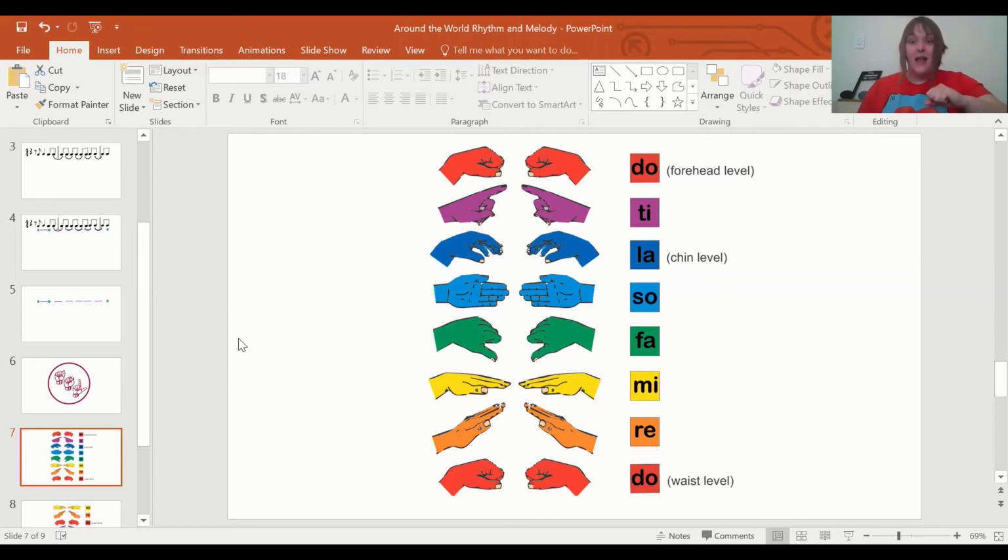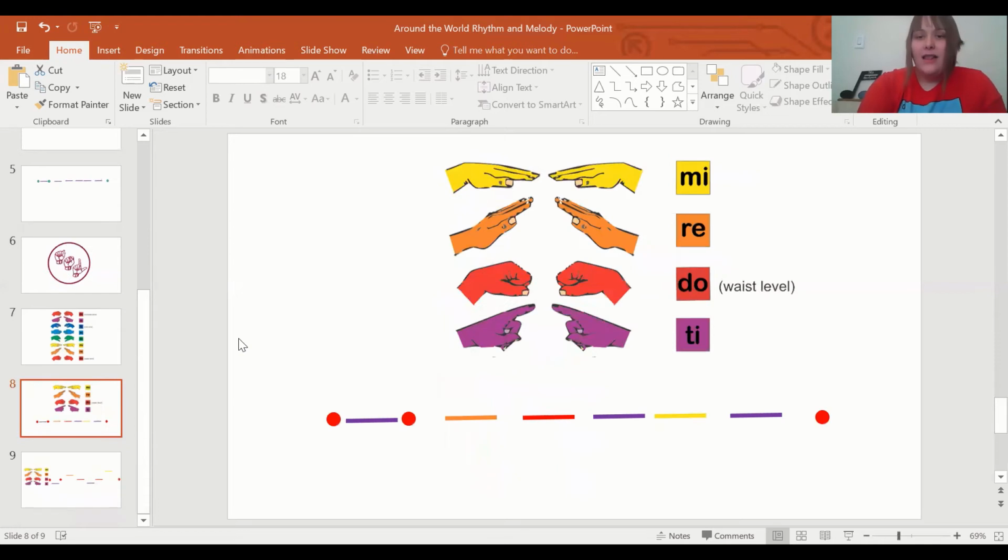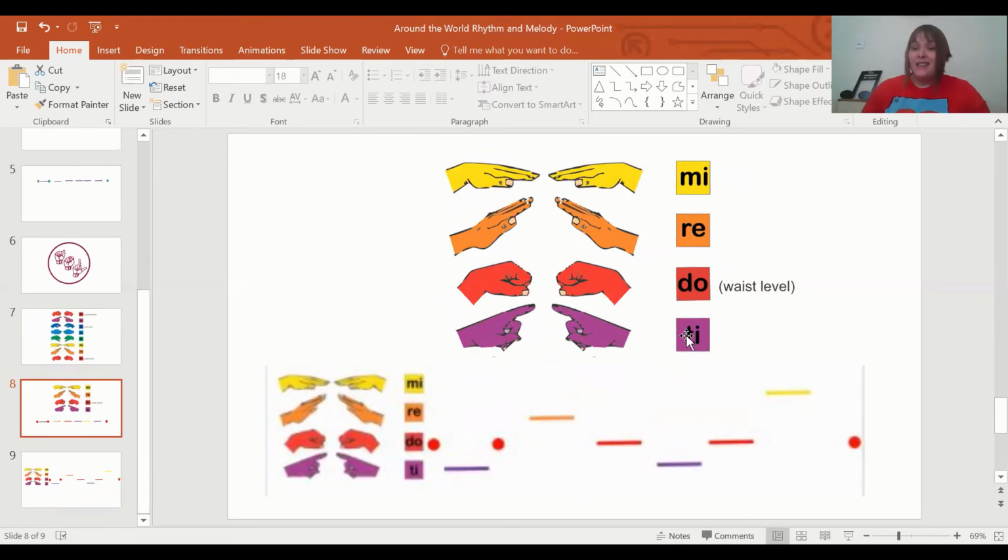Let's practice. Start with do at your waist level. Do, re, mi, fa, sol, la, ti, do. If it's a challenge for you right now, don't worry, we're going to keep working on it. Today, we don't need this whole scale. All we need are these notes, and we're going to figure out the notes for around the world.